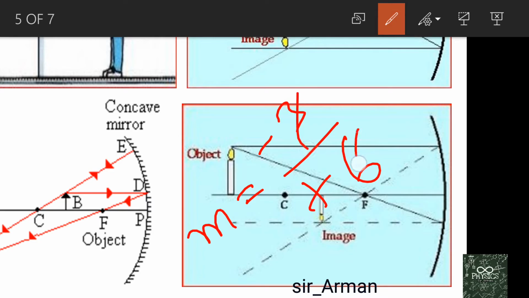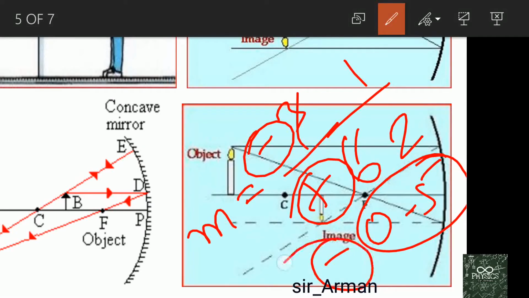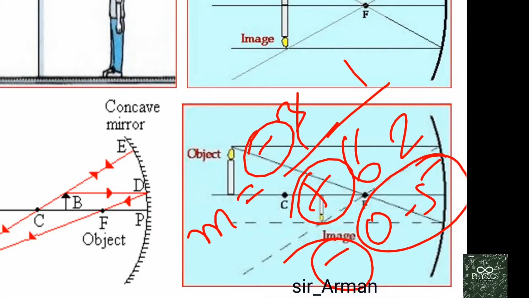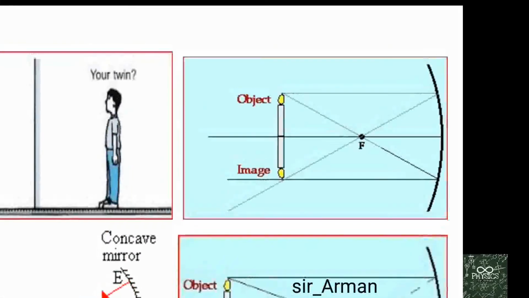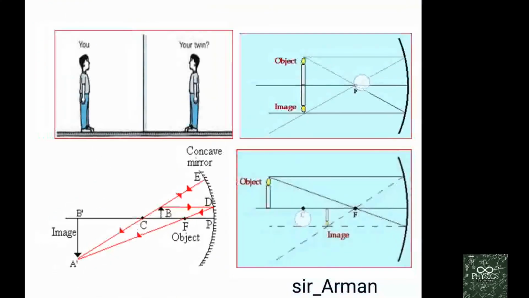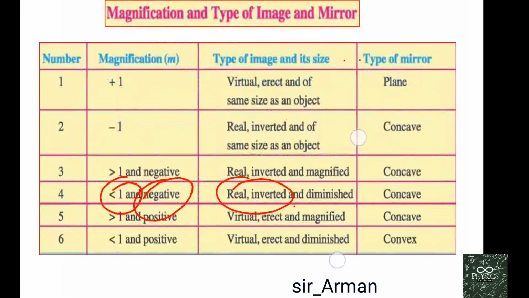So it is 3 by 6, that is 1 by 2, and 1 by 2 is less than 1, that is minus 0.5. Here minus 3 by plus 6, so it is minus 0.5. So 0.5 is less than 1, and minus means negative, and it is inverted. See here, you can see it is inverted and can be obtained on screen. So whenever the magnification is negative, the image is real and inverted.